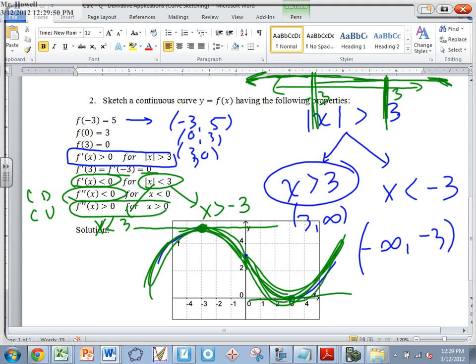Wait, so pretty much you can do it with just the last two statements? No, you need the last two statements, because without them, Kenny, I could have drawn the exact same graph that would have worked, and it could have looked like this.